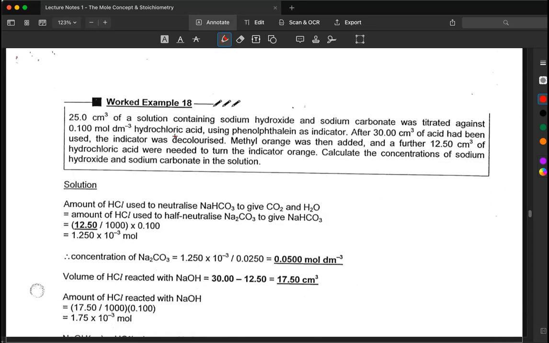So the amount of HCl to neutralize NaHCO3 will be equal to the amount of HCl to half neutralize Na2CO3 to give NaHCO3. So 12.5 divided by 1000 times the concentration of HCl will give you the mole of HCl. The concentration of Na2CO3 will be the number of moles divided by the volume.